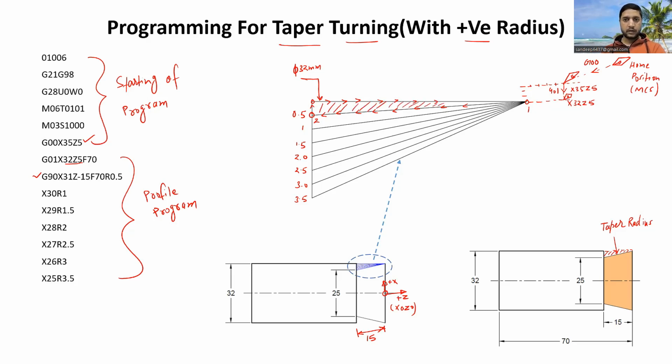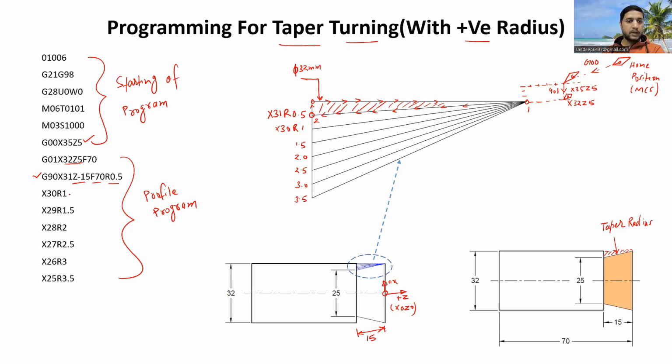Now kindly remember one thing here: in the previous example, when we were taking negative radius, we were not changing the diameter value. But here, in case of positive radius, because we are getting this profile, along with changing the radius we are also changing the diameter value, because here the diameter will now be 31. So the code will be X31, R will be 0.5, and the Z value is minus 15, feed is 70 mm per minute, and the radius we are taking is 0.5 for the first depth of cut. Then this procedure will repeat itself.